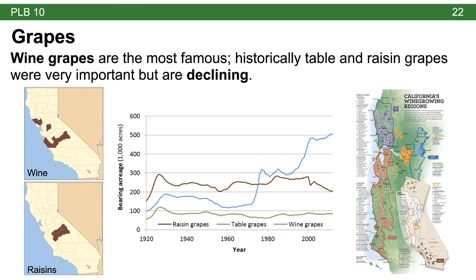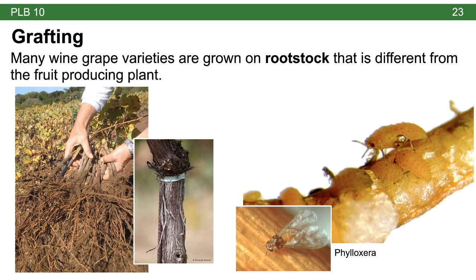One thing you may not realize is that California's wine industry almost was destroyed in the 80s and 90s by a pest called grape phylloxera. You can see grape phylloxera on the far right. And what happened was these pests invaded wineries and ended up killing many of these vines. And so the solution to this ended up being something called grafting.